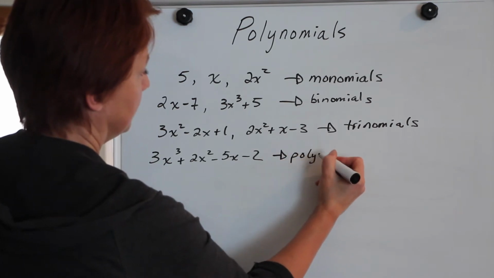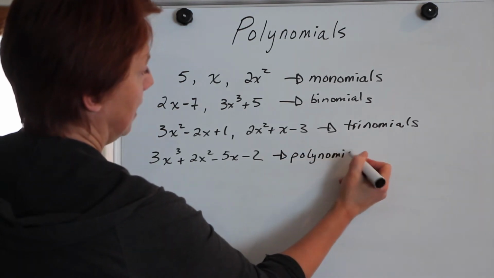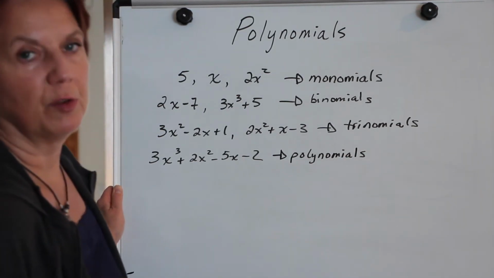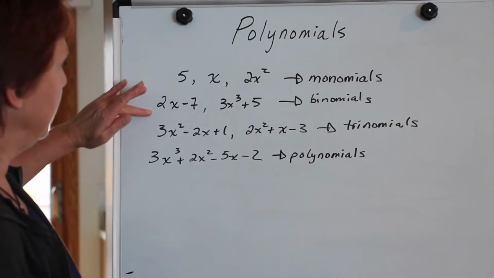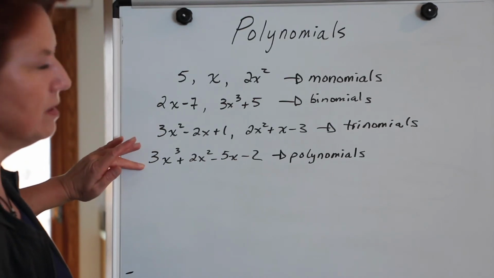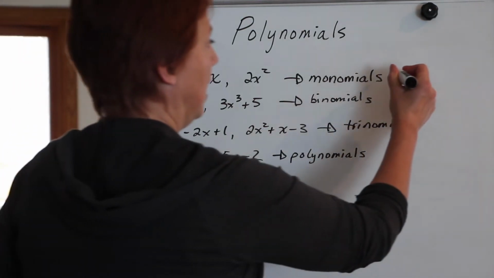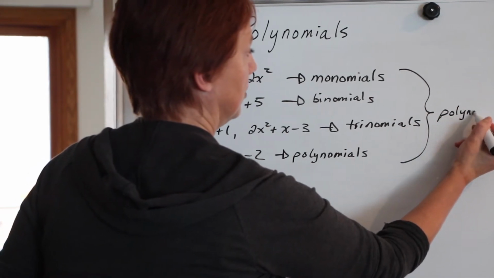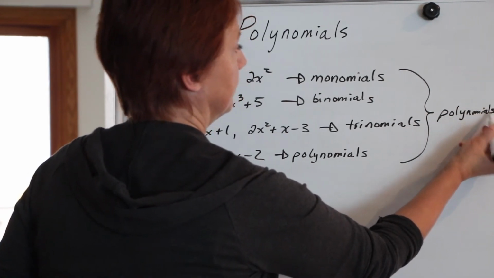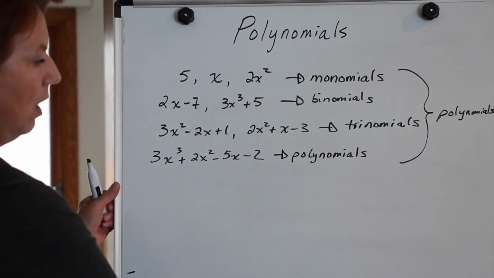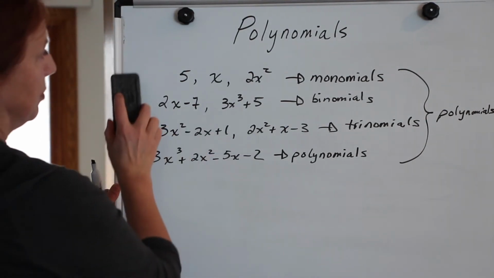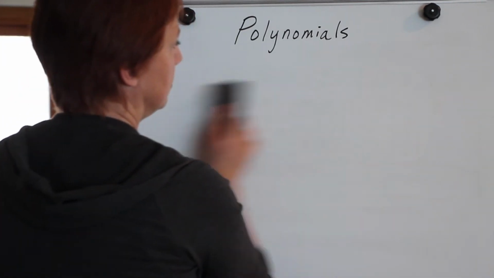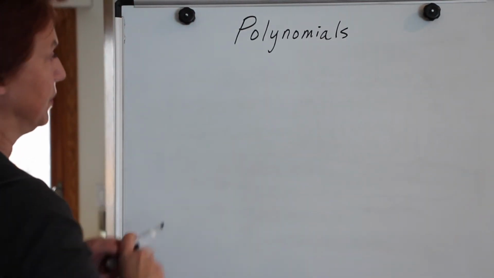It's got 4 terms. There's no special name or label for a polynomial that's got more than 3 terms. So monomial, binomial, trinomial, and this is simply called a polynomial. However, they are all called polynomials. All right? Okay, now, what do we do with these polynomials? Well, one of the things we have to recognize is when we have like terms.